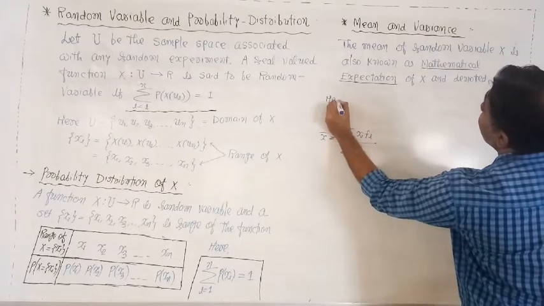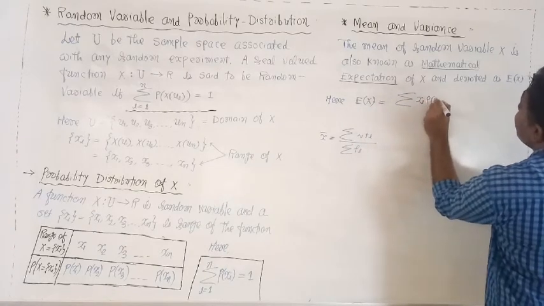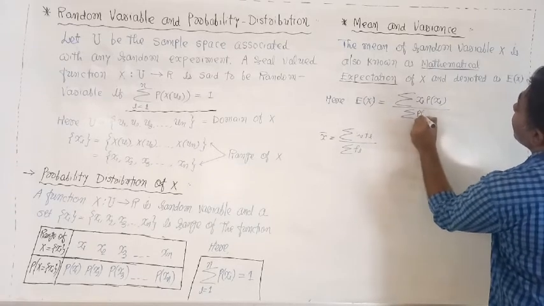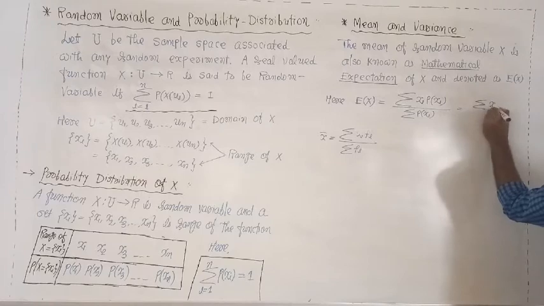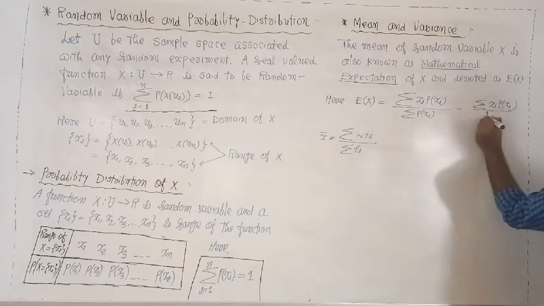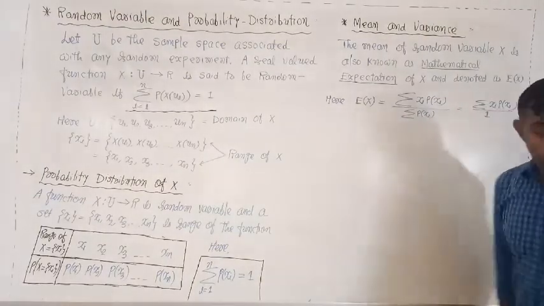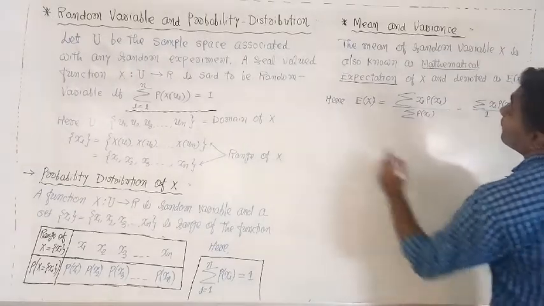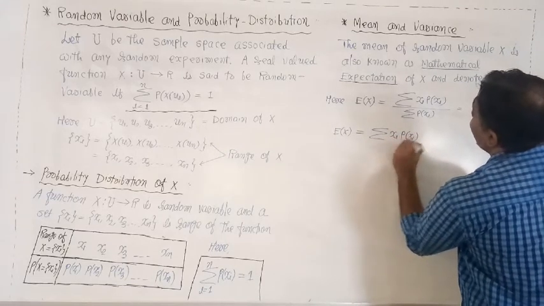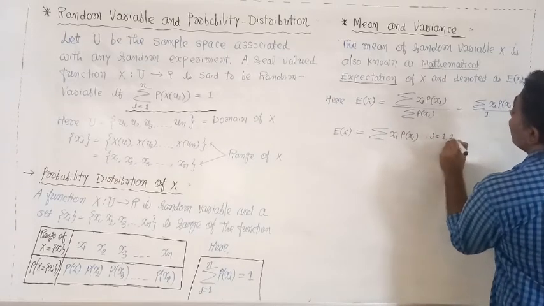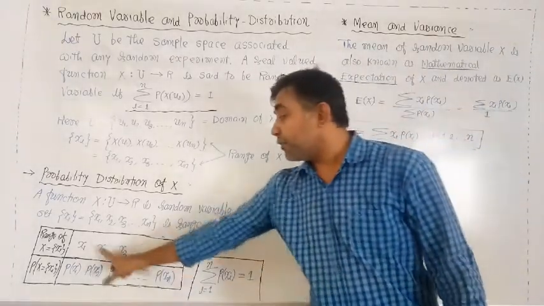So here how do we define E(X)? See, the expectation of X we may write as sigma xi p(xi) upon sigma p(xi), where i is running from 1 to n. But we know that sigma p(xi) is 1, so it is only sigma xi p(xi) upon 1, because sigma p(xi) is 1 as per the given probability distribution of X. So finally the formula to find mathematical expectation is E(X) = sigma xi p(xi), where i is running from 1 to n, or whatever elements in the range of the function are given.